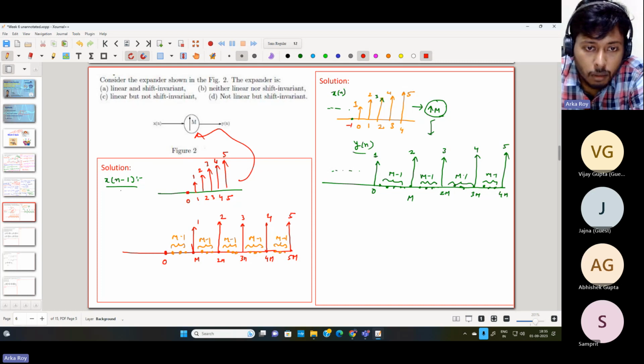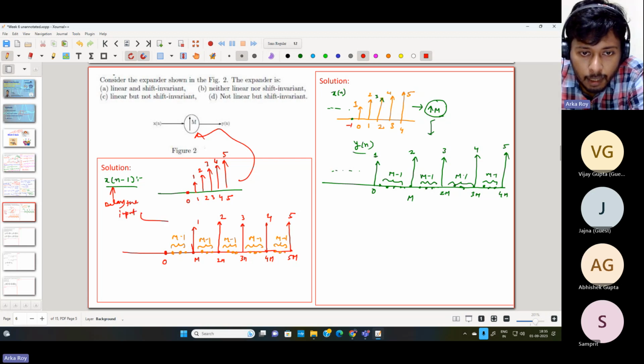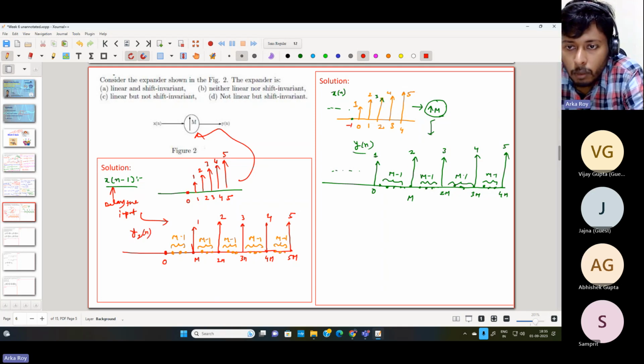Now this is when you delay the input, and then you get the output. Let us consider this is y2 of n and this is y1 of n. So when the input is given in delayed format, you are getting y2 of n. Initially you had given x of n itself, and this is what you got as y1 of n. Let's delay y1 of n by the same amount, so y1 of n minus 1.